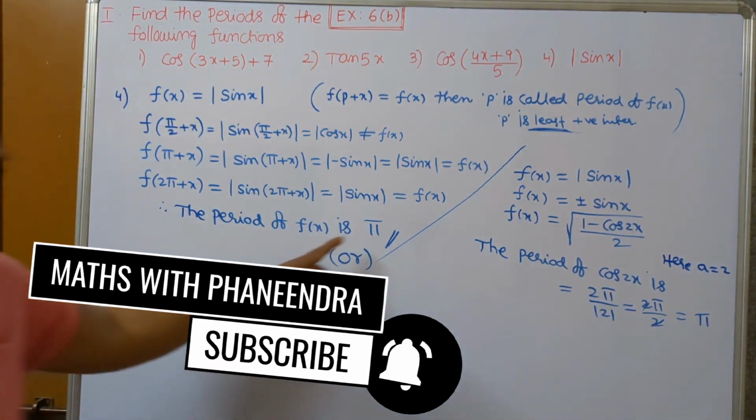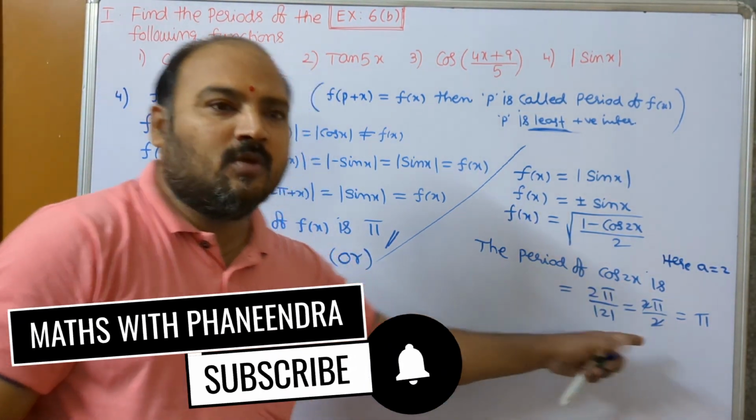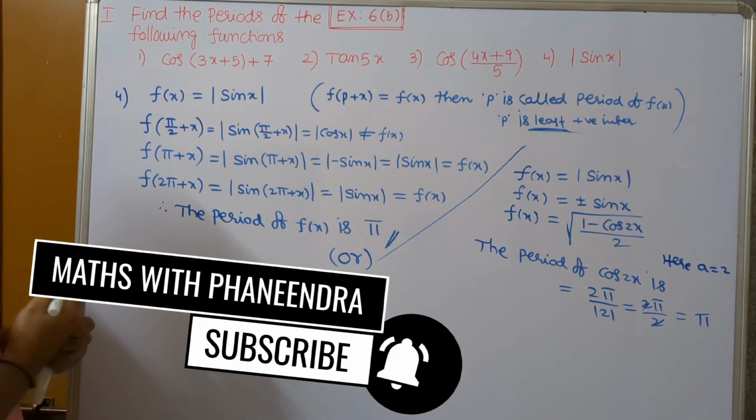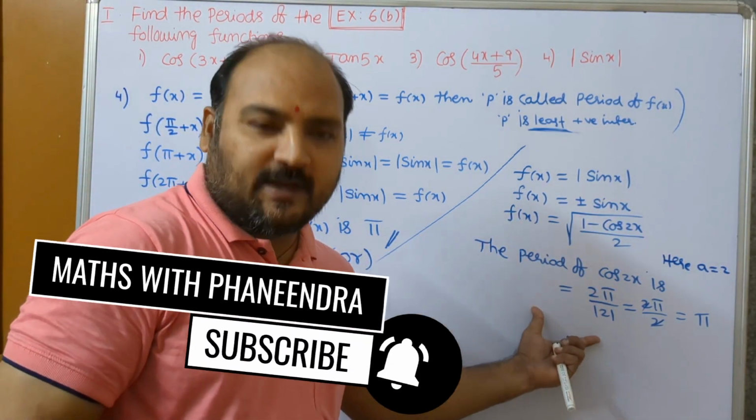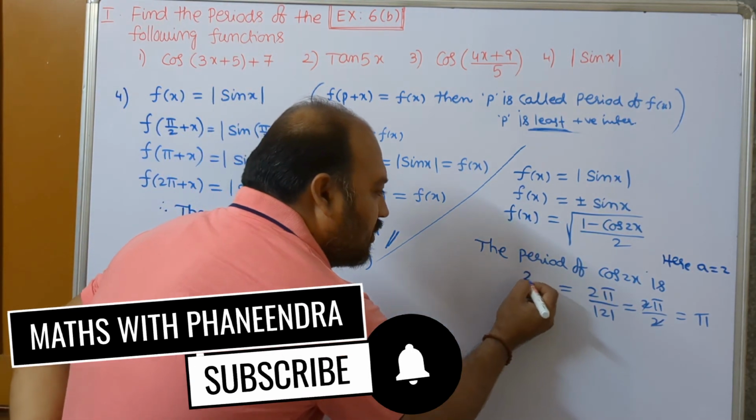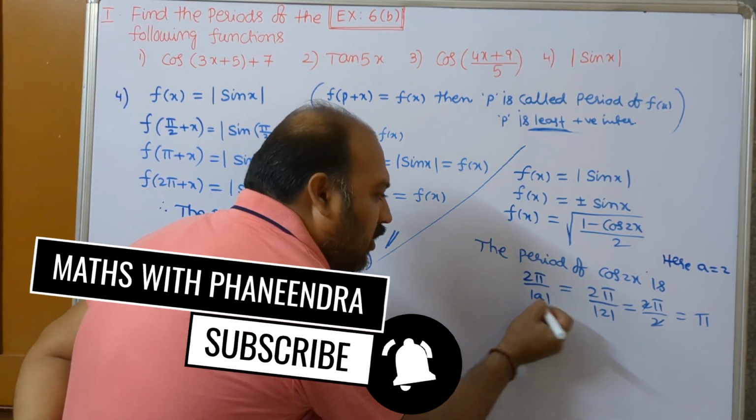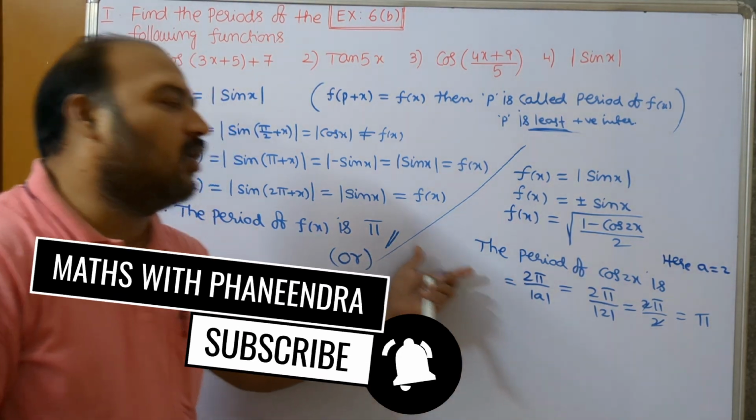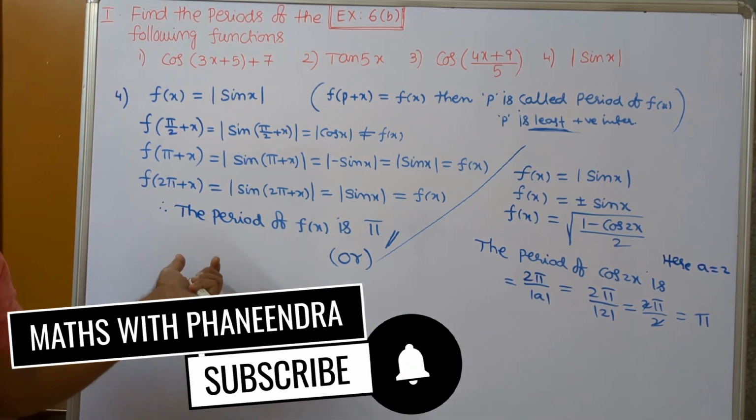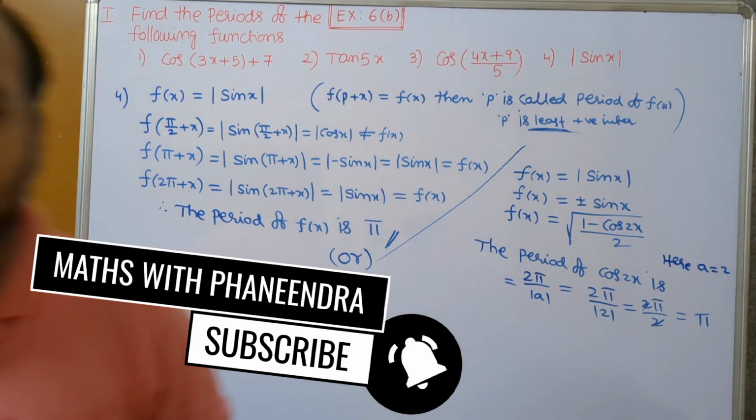So both answers are correct. Here pi, here also pi. Anyway we can do it. Instead of writing these steps, if you want to write this, they will accept it. Yes, students, you can go with either this method or this method. I will move to another question.